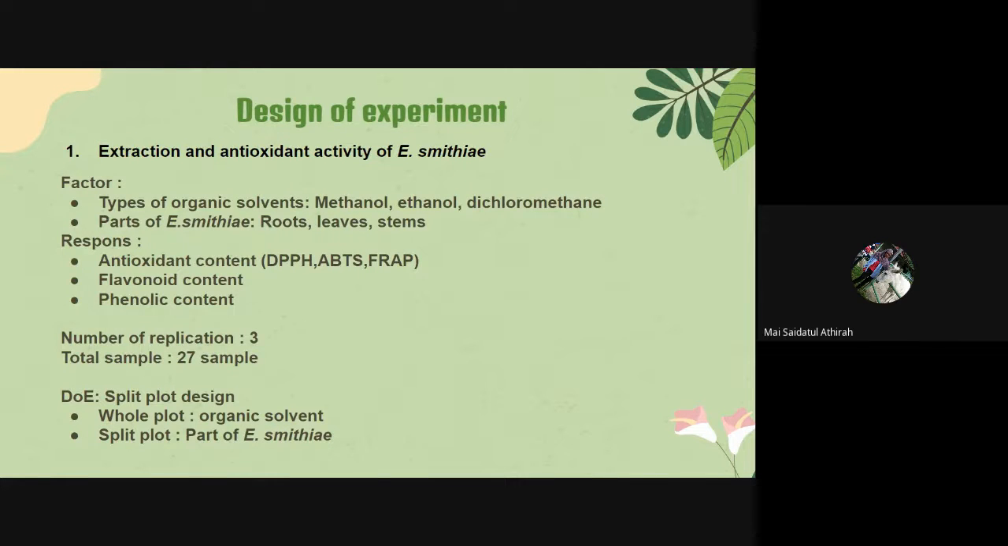For the first experiment, there will be 2 factors involved, which are type of organic solvent and also part of E. smithii. The responses are antioxidant content, flavonoid content, and phenolic content. The number of replication is R3, so the total sample will be 27 samples. For this experiment, the DOE that will be used is split plot design with type of organic solvent as the whole plot and part of E. smithii as the split plot.